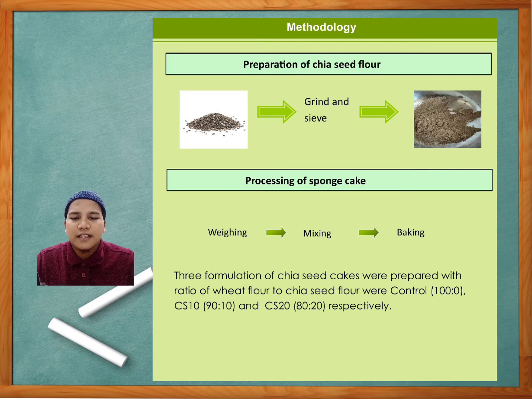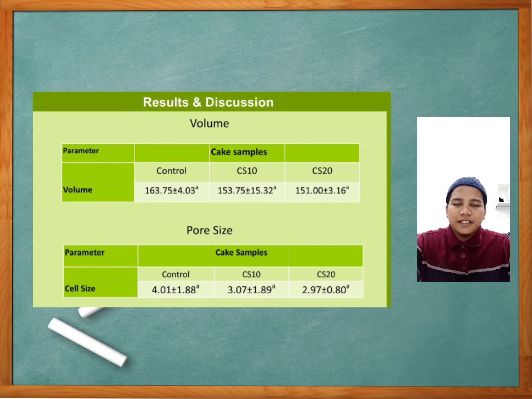For processing of the cake, firstly, all ingredients were weighed. Next, the ingredients were mixed in a mixer. And lastly, baking at 180 degrees Celsius for 30 minutes. In this experiment, 3 formulations of sponge cake supplemented with chia seed will be prepared. First, control. Second, CS10. And lastly, CS20. Next, for results and discussion.